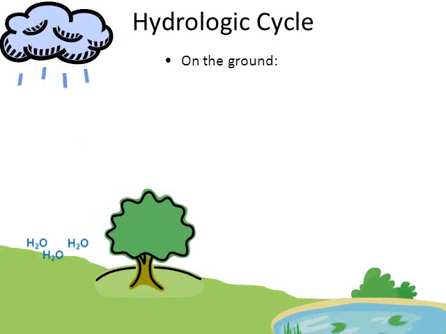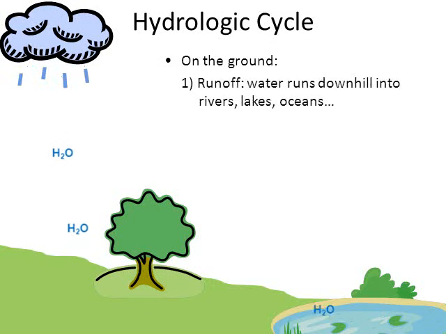So now that water's on the ground, so it's been raining or sleet or some kind of precipitation, now that water's on the ground, what happens next? Well, water's going to do one of two things. Notice in the animation, water is simply running downhill, and that's simply called runoff. So when water hits the ground, it's going to roll downhill into a river, into a lake, into an ocean. Water is going to roll downhill into its lowest point, which eventually is probably going to be one of the oceans.